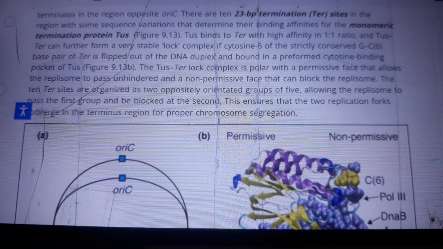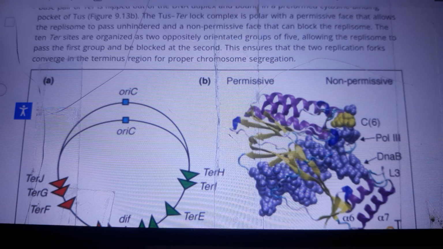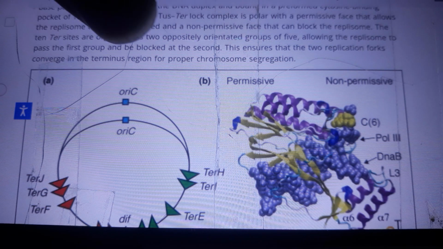The Tus-Ter complex is polar, with a permissive face that allows the replisome to pass unhindered and a non-permissive face that can block the replisome. The 10 Ter sites are organized as two oppositely oriented groups of 5, allowing the replisome to pass the first group and be blocked at the second. This ensures that the two replication forks converge in the terminus region for proper chromosome segregation.